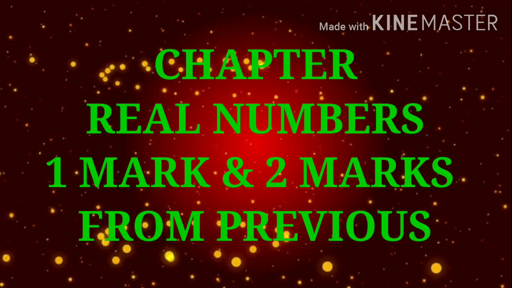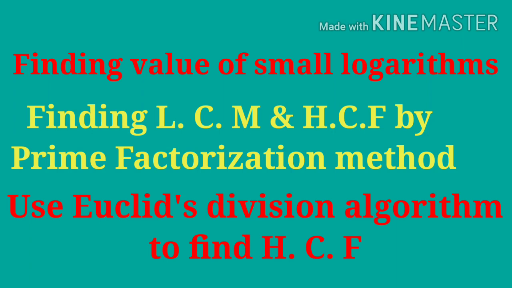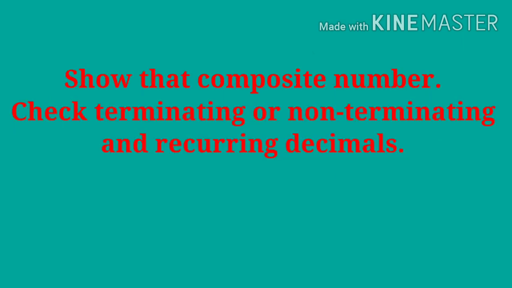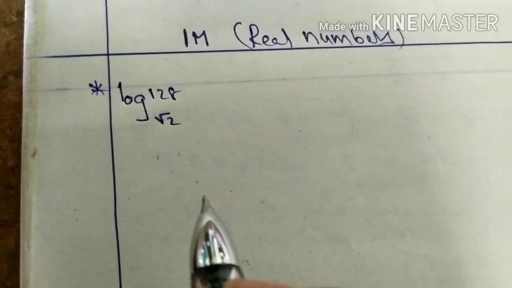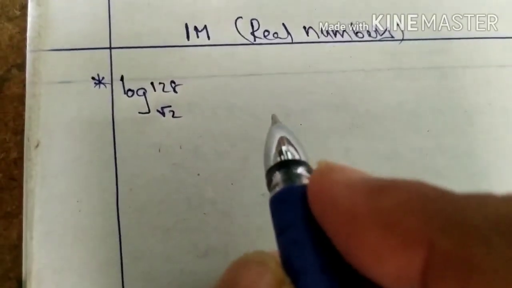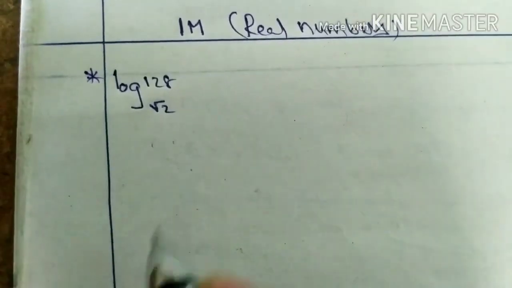Chapter real numbers, 1 mark and 2 marks questions from previous papers: finding the values of logarithms, LCM, HCF, two methods, show that a number is composite, terminating and non-terminating recurring decimals. 1 mark questions from real numbers. Find the value of log 128 base root 2.